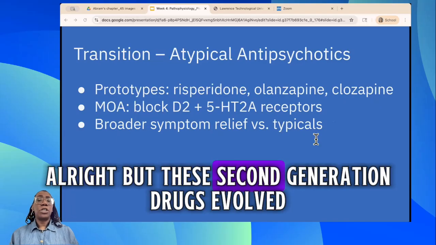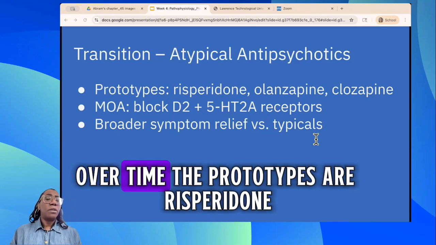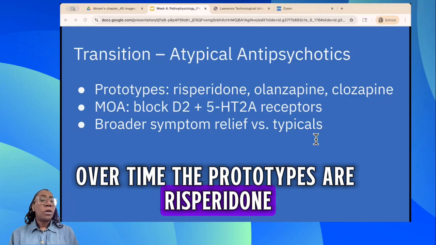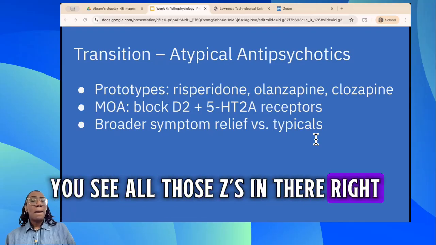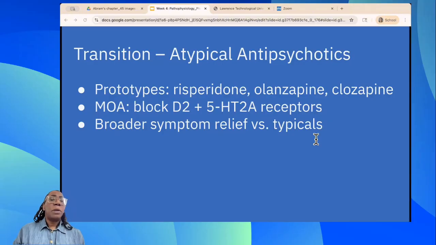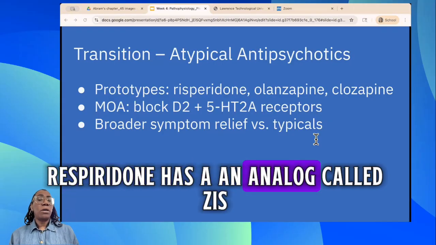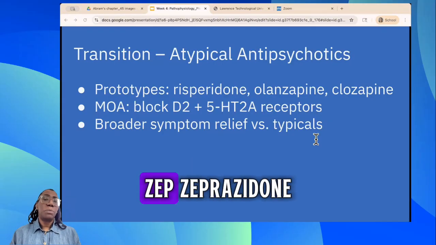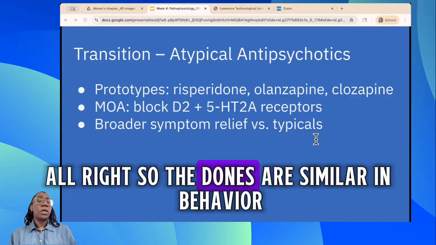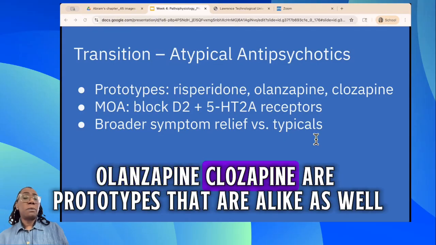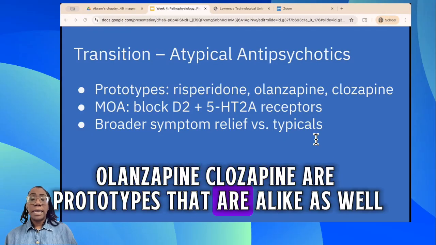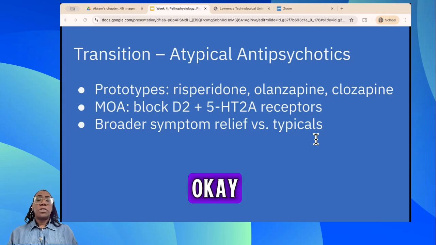All right, but these second generation drugs evolved over time. The prototypes are risperidone, olanzapine, and clozapine. You see all those Z's in there? All right. Risperidone has an analog called ziprasidone. All right, so the dones are similar in behavior. Risperidone, ziprasidone. Olanzapine, clozapine are prototypes that are alike as well. Okay.